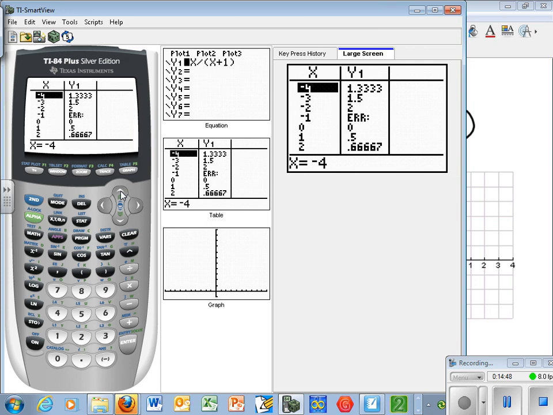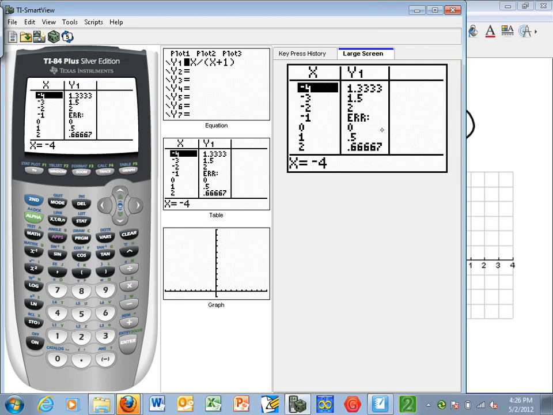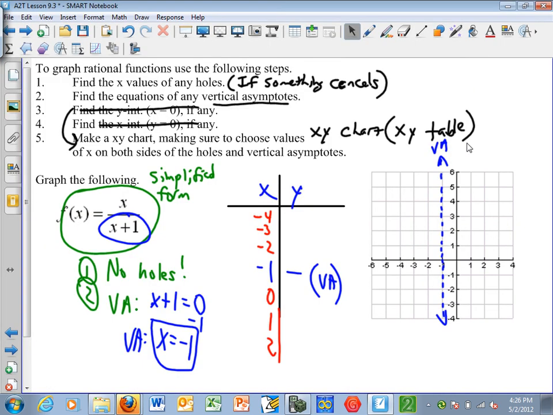-3 is 1 1/2. -2 is 2. Notice -1 right here says error. Okay, 0's at 0, 1's at a half, and basically 2, this is a rounded decimal, is at 0.6 repeating, which is 2/3. So if I actually do that, let's fill those in, and you can have it on your calculator if you actually put it in there.